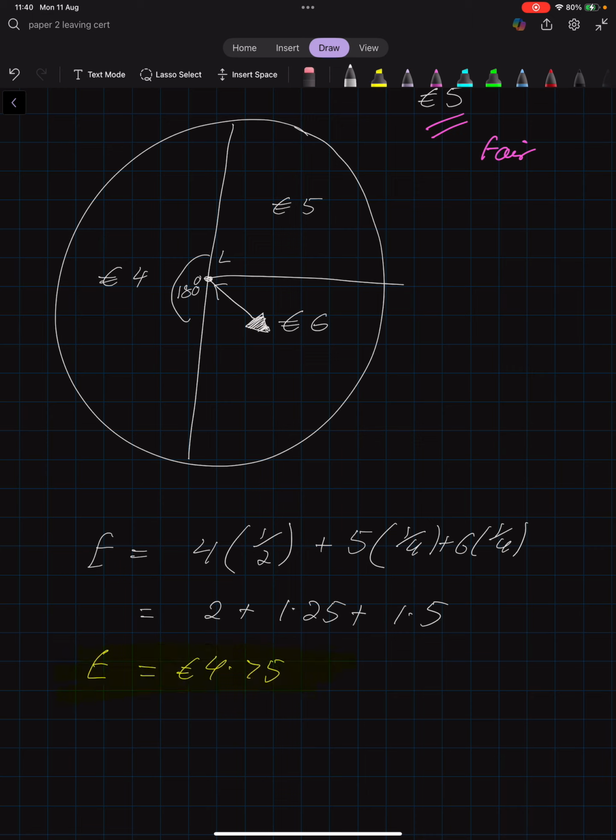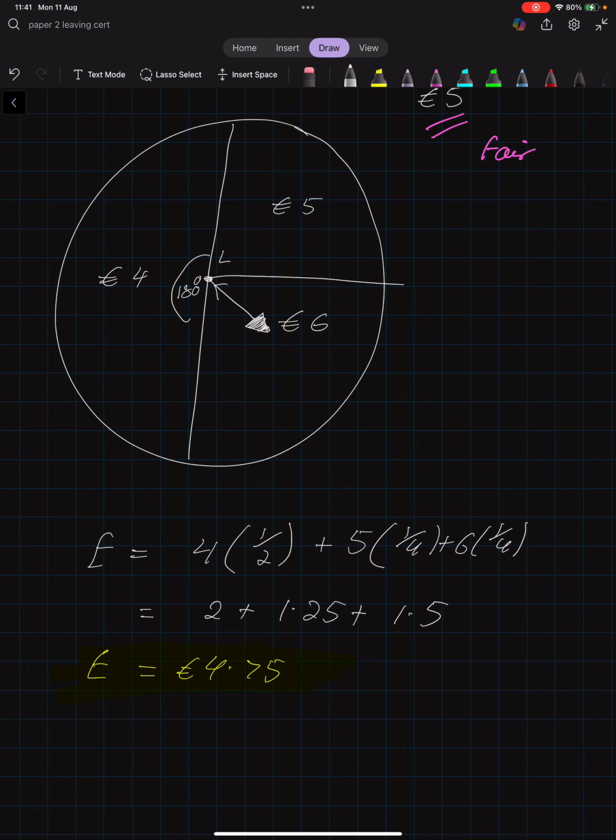So basically, what you're saying is, okay, if I played this game, on average I'm expecting to lose 25 cent every single time I play. Now, can you ever lose 25 cent whenever you play? No, that's not what I'm saying. What I'm saying is that if you played it 100 times, on average you're losing 25 cent per game. So if you played it 100 times, you'd expect to lose 25 euro. That's kind of what this is about.